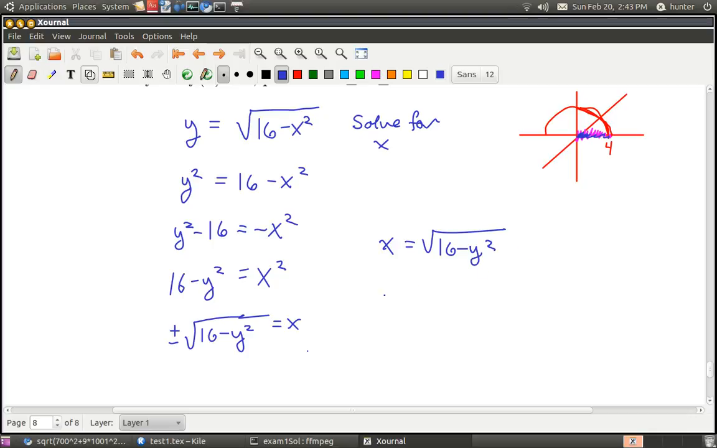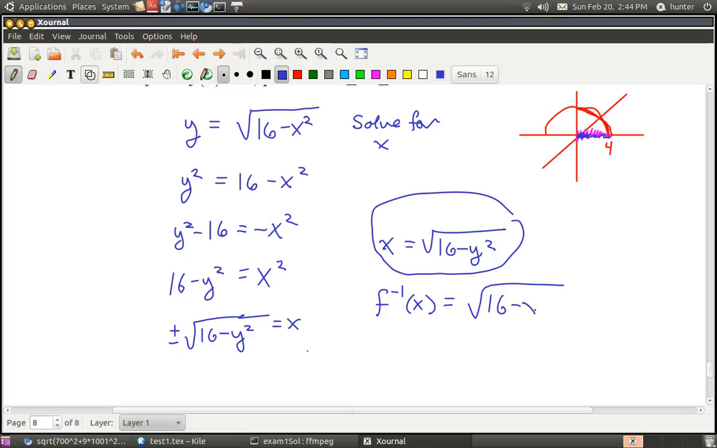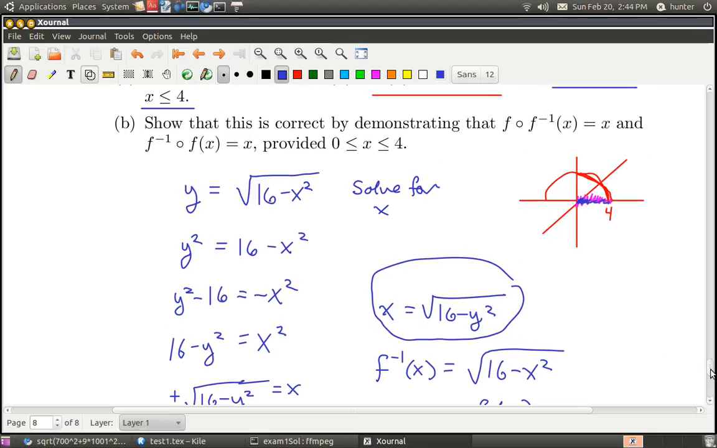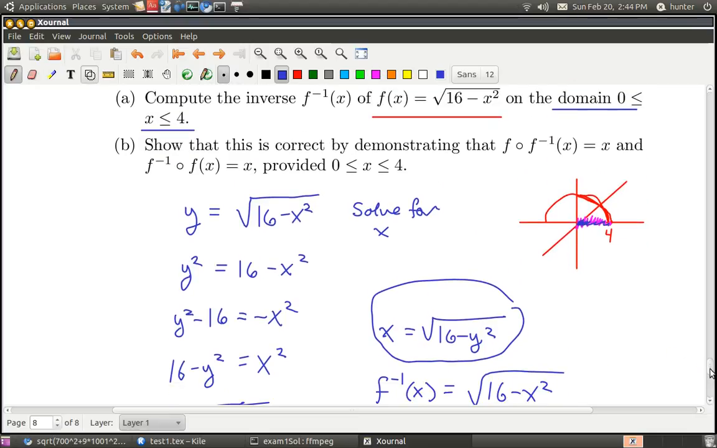And finally, the final step in computing the inverse is to just swap x and y after you've solved for x in terms of y. So if I swap x and y in this equation here, what do I get? I get the square root of 16 minus x squared, which is f. So we've proved it. Okay, so this function is its own inverse and we computed it honestly. That's the answer to part A.